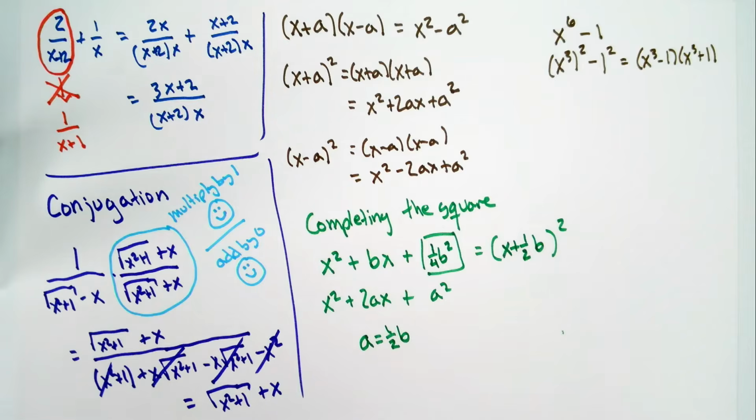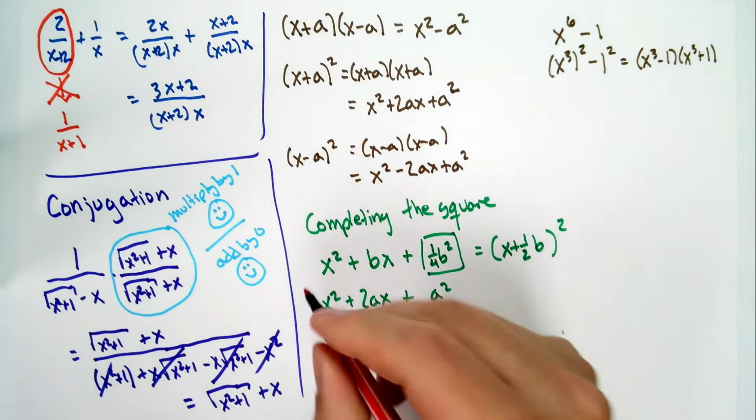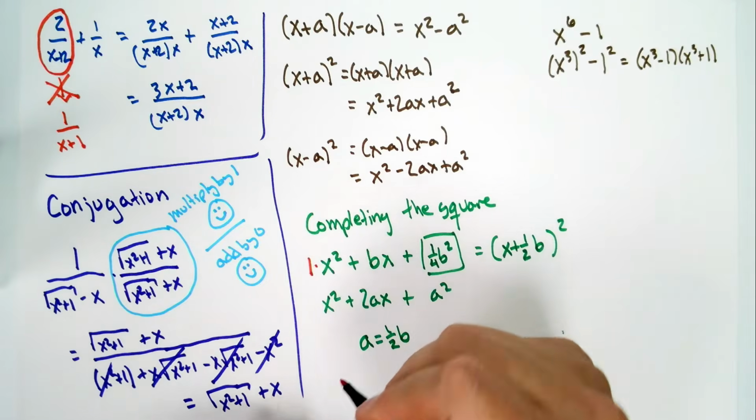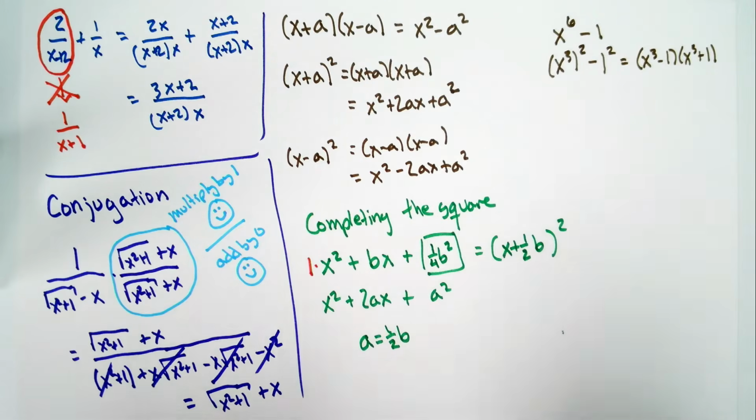Now there's a couple of things to be careful about. One is to make sure there's a 1 here. If there's not a 1 there, make it a 1, and you can make it a 1 by factoring things out. The other thing to be careful about is, when you manipulate your expression, if you put something in, you take something out. So let's do a quick example.